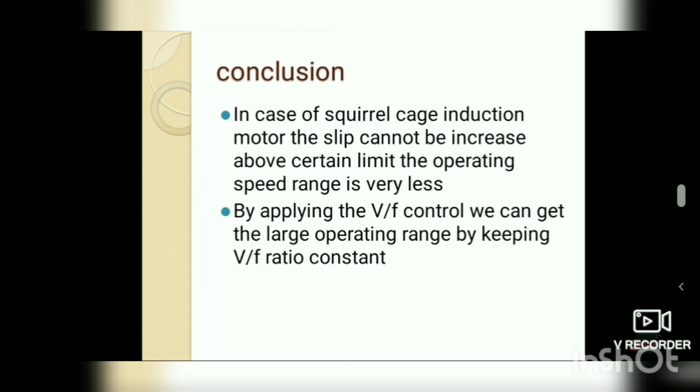The conclusion of speed control of induction motor: in the case of a squirrel cage induction motor, the slip cannot be increased above a certain limit, so the operating speed range is very small. By applying V by F control, keeping the V by F ratio constant, we can get a large operating range.